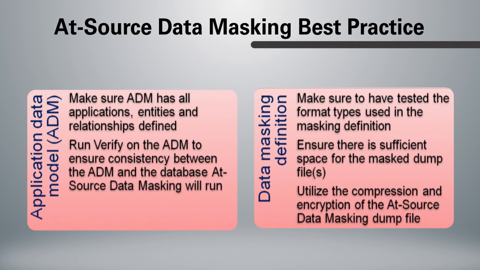At-source data masking. It's important to understand that when you're running at-source data masking, you're running it on a production database. Even though it doesn't affect the production data, you need to use better judgment in understanding that I'm going to run an export dump file that would mask the data. You wouldn't want to run an export of your biggest table during high peak business hours, would you now? Similarly, you wouldn't want to run data masking on your production database during peak business hours. You would run it off peak hours. And then the data masking definition. Make sure you've tested it.